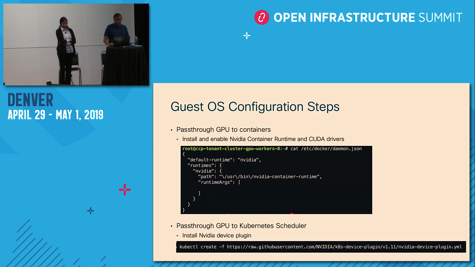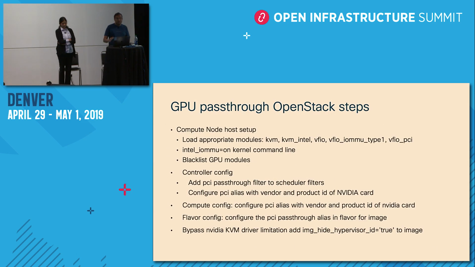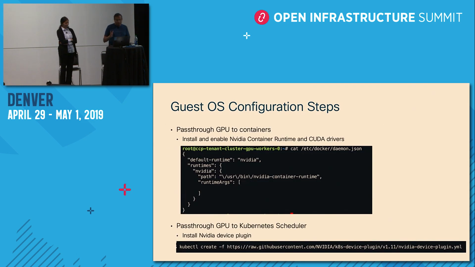Now, you've gone ahead and configured what is needed on the OpenStack compute node, but to be able to use this, you also need to configure something on the guest OS. Two things need to be done. The first is you need to install the NVIDIA CUDA drivers on the compute node. This is done irrespective of whether you use Kubernetes or not. Let's say you're just running GPU workloads natively on a virtual machine, you need to install these drivers.